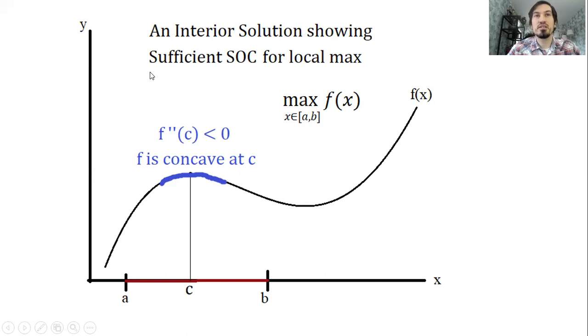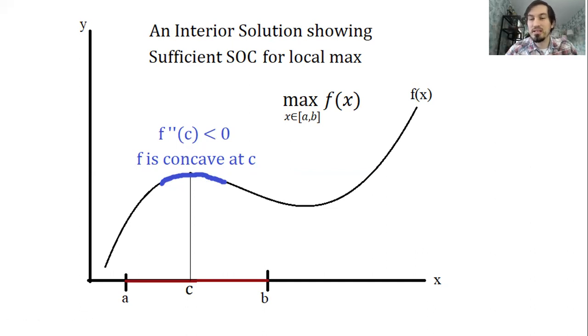You should think of sufficient as like a proof. It's like a way to prove that it is a max. And I'm arguing here that f double prime being less than 0 is a way to prove that. The only way that could happen is if the slope was increasing before this point and now is decreasing afterwards. That's what concavity essentially means at that point, and that means it has to be a maximum. It can't be any other thing.